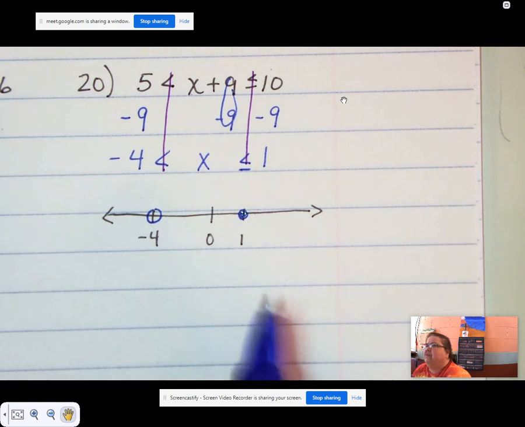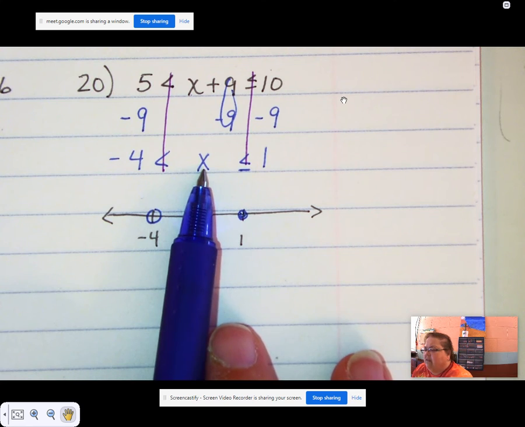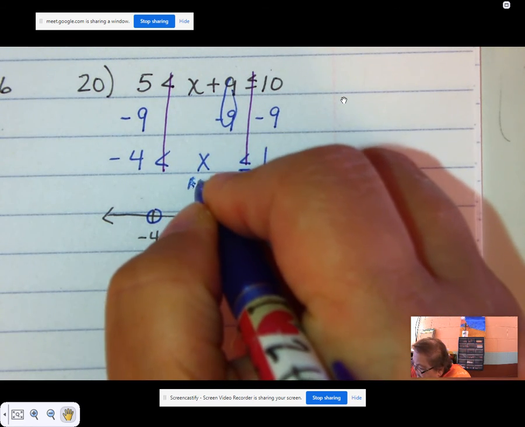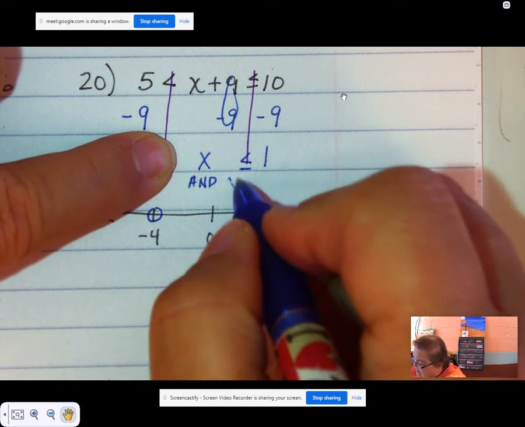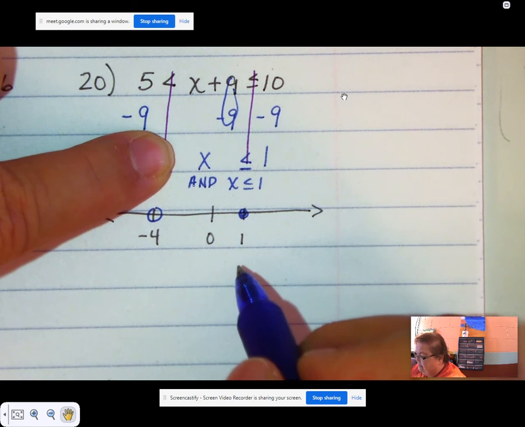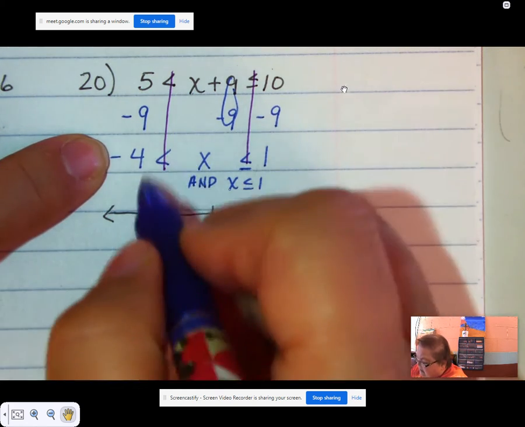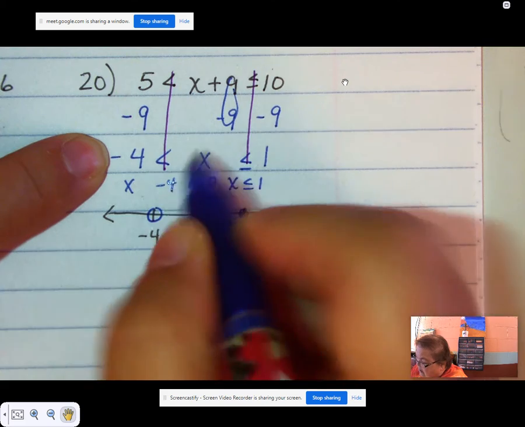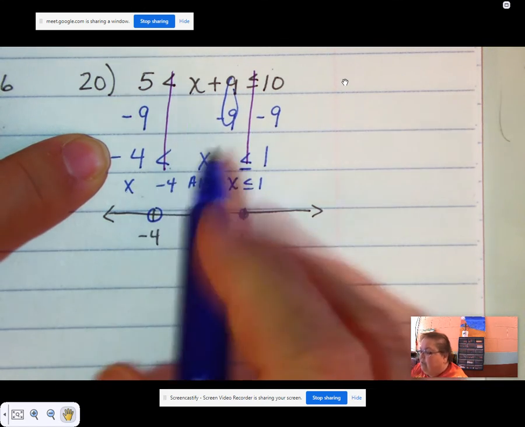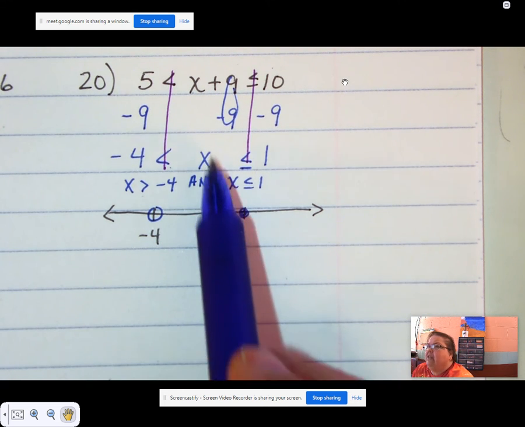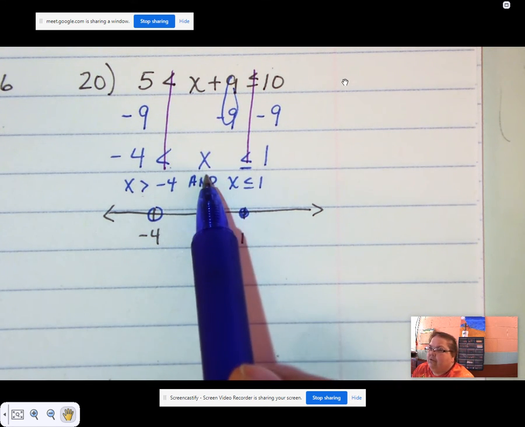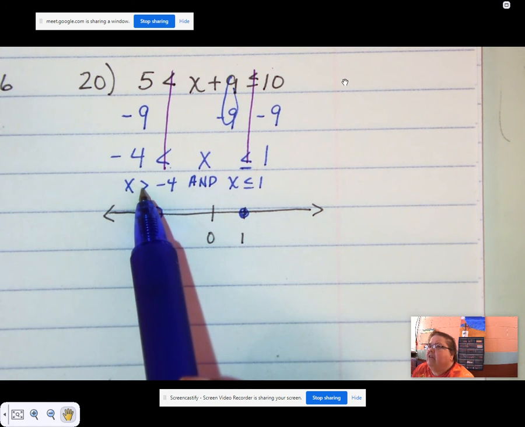Okay, now I know that this is an and inequality, right? Because the variable's in the middle. This is and. So this side is what it is. X is less than or equal to 1. This side, x and -4, I'm going to switch their position. So what do I do with the inequality? Switch it too. And I feel like I can graph it better this way. But you've got to understand these are both the same answer. Okay? So x is greater than -4.